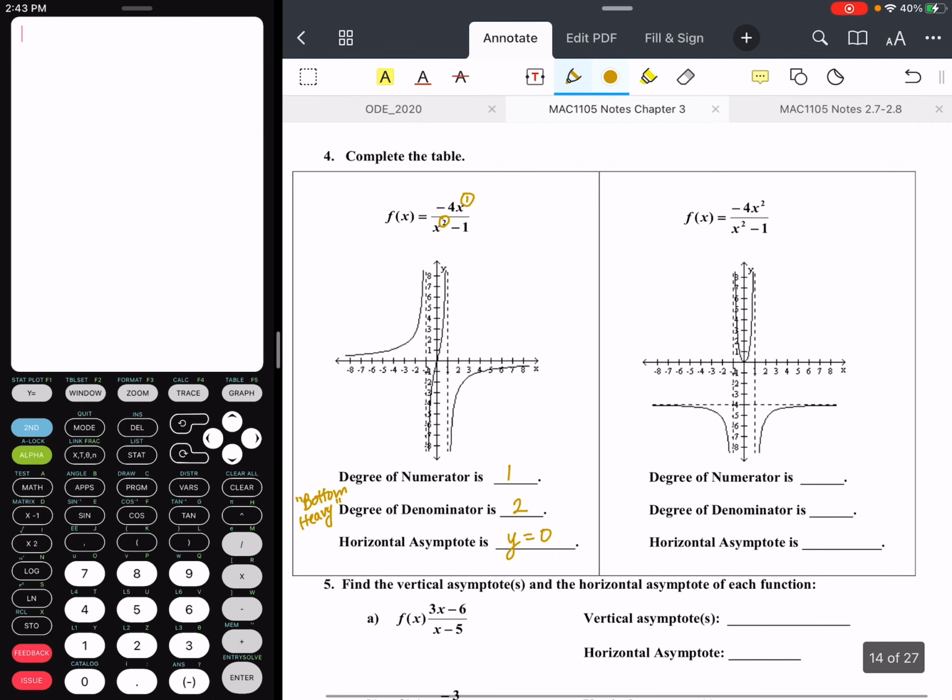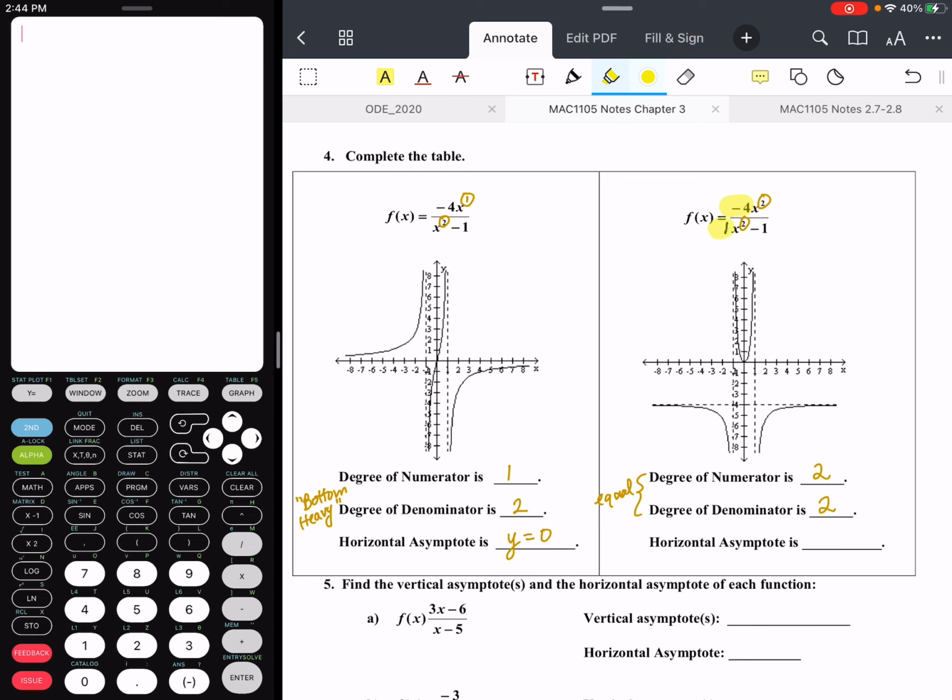All right, and my function on the right, f of x equals negative 4x squared over x squared minus 1. The degree of my numerator is 2. The degree of my denominator is also 2. Because the degrees are equal, this is where I'm going to take the ratio of the leading coefficients. So that's going to be a negative 4 up in the numerator. And then in the denominator, I don't have a visible coefficient, but it's a 1.